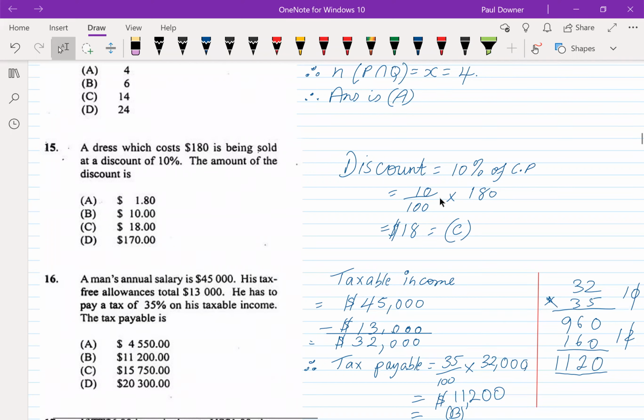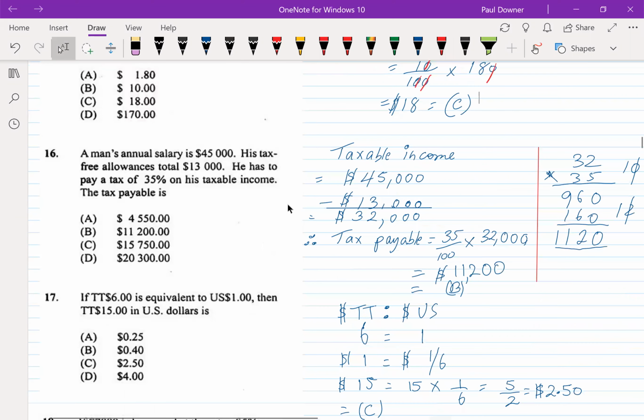If we multiply that out, you'll get these canceling. This 0 cancels with that 0, and this 0 here cancels with that 0. So you end up with $18. So $18 works out to be answer C, and that will be the amount of the discount that the person would have gotten.